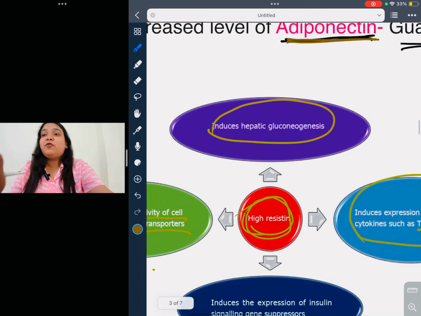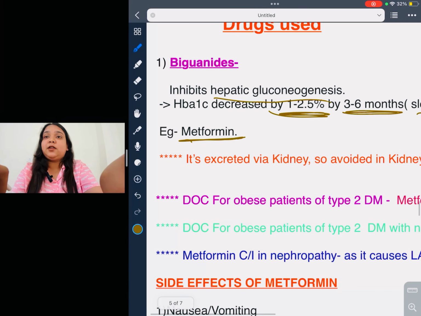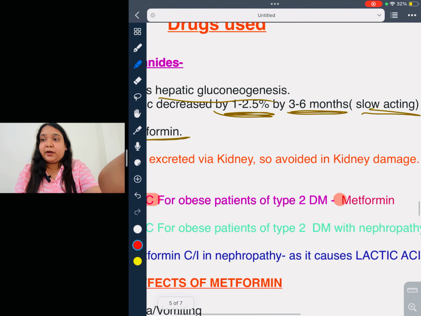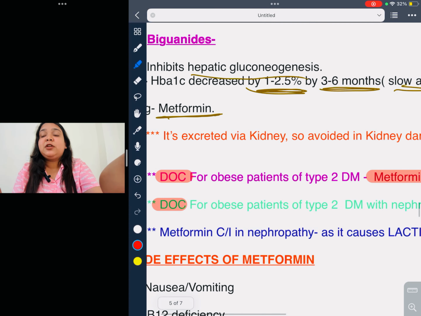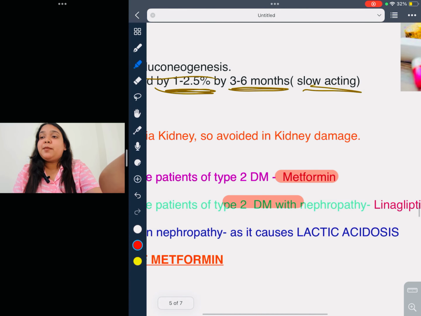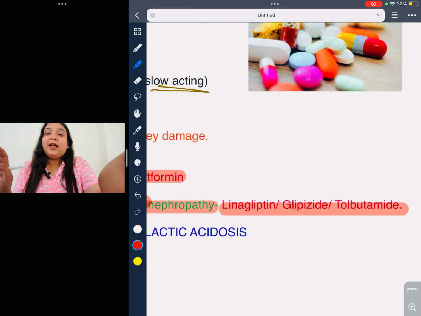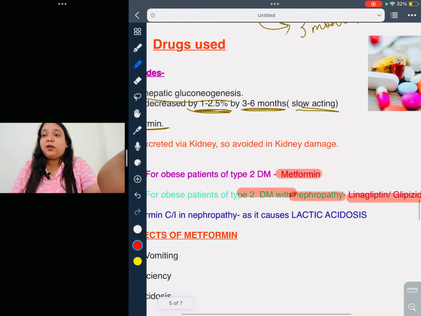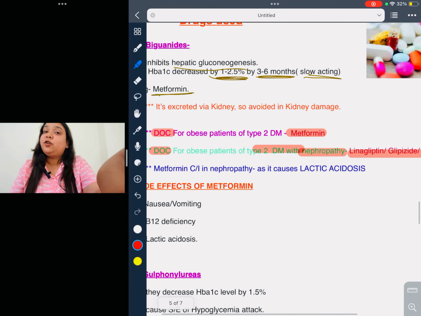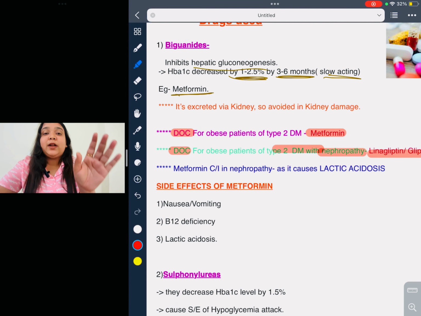Now, one drug in biguanides is metformin. What you should remember about metformin is that it should not be given in a patient with kidney disease. In a patient with nephropathy, these drugs should not be given. So the drug of choice for an obese patient without nephropathy is metformin, but the drug of choice for a patient who is obese with type 2 diabetes mellitus and nephropathy is linagliptin, glipizide, or tolbutamide. I'll talk about all these drugs in detail later in this video, but for now just remember that we do not give biguanide metformin in a patient with nephropathy.